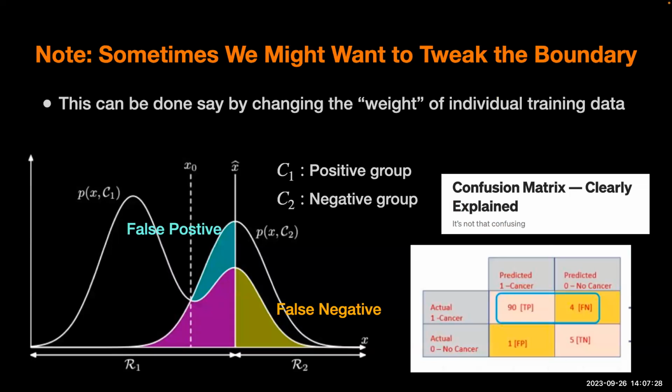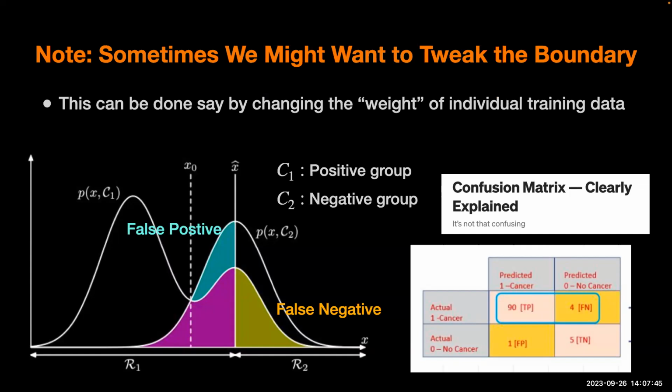And another thing that you want to do is, in many cases, your training sample is completely skewed, right? So if I want to find a boundary for non-cancerous and cancerous people, of course, there are many more non-cancerous people.